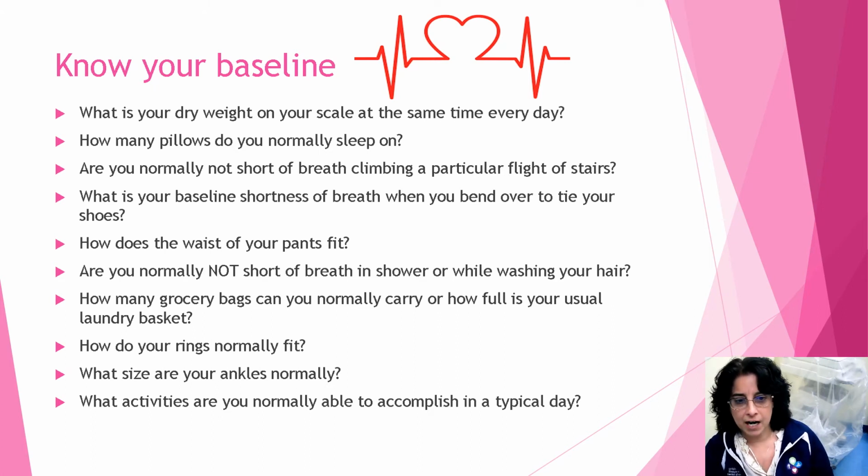Knowing how many grocery bags you can carry, or how full your laundry basket is, or something to that effect, is super helpful. If you normally can carry in 2 bags and not be short of breath from your car into the house, and all of a sudden over the course of a day or two you can't even carry 1 bag, or you can't carry any, or you're struggling to do it, then that's an indication that there's something going on. Same thing with the laundry basket. If you usually can get up the stairs with a full laundry basket, and then all of a sudden you have to stop halfway up, or you can't do it, or you've got to ask for help. Again, over the course of a short period of time, if those things are changing, that's an indication that there's a progression in the heart failure area.